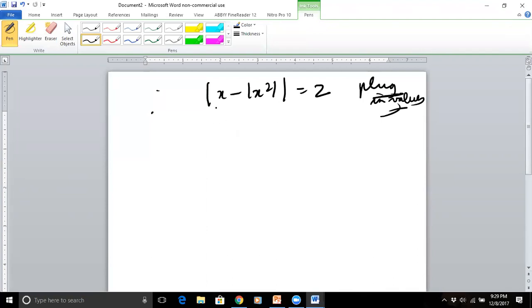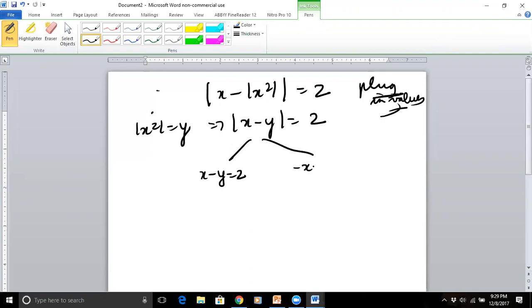But let me break it down. This is how I would break it down. Mod of x minus mod of x square, whole mod, is equal to 2, right? I'll keep mod of x square equal to y. So this entire thing becomes mod of x minus y is equal to 2. I'm going to split this open because it's type 1. So x minus y is equal to 2 would be one case, and minus of x plus y is equal to 2 would be the other case. Now I put back y is equal to mod of x square, right? So this becomes x minus mod of x square is equal to 2, and this becomes minus x plus mod of x square is equal to 2. These are the two equations that you end up getting.